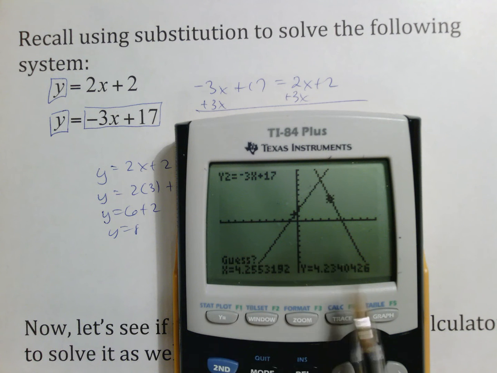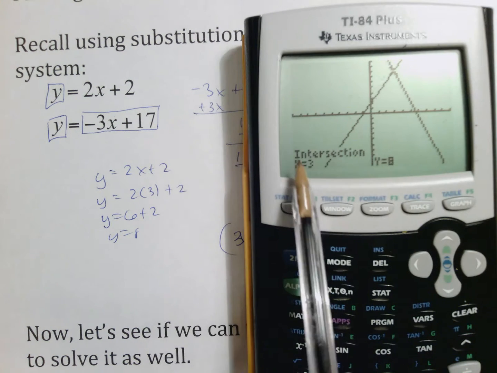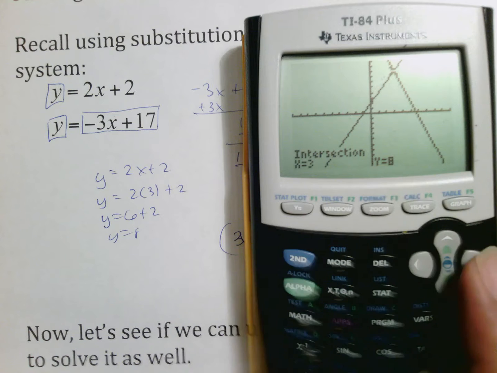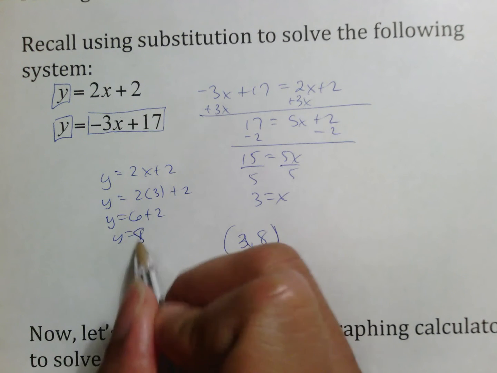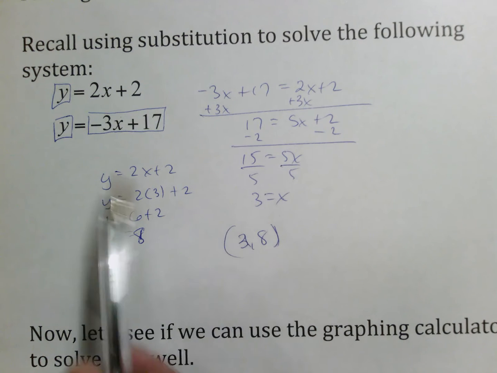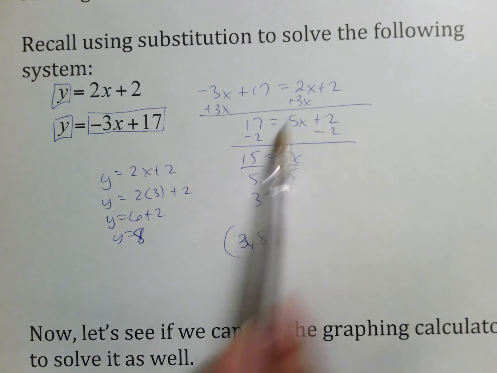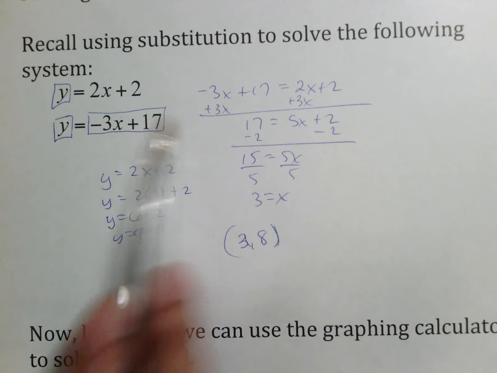Don't pay attention to the guess part, because the guess really doesn't mean much. I still don't know exactly why it does what it does, but the guess part is what you ignore. You simply hit enter one more time, and you see the answer pop up as x equals 3, y equals 8, which is exactly what we found up here. In other words, if you have this situation, the graph will actually find the solution for you.